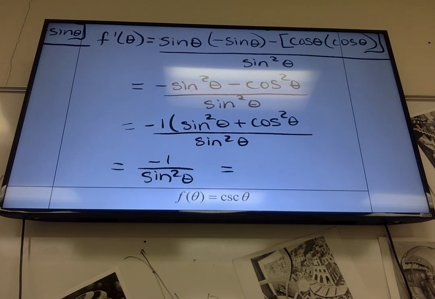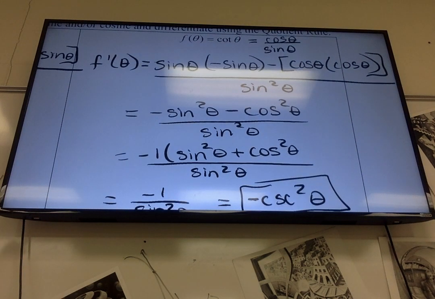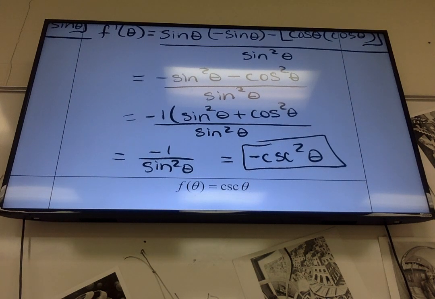What's 1 over sine? Cosecant. So it's negative cosecant squared. Because it starts with a C. Notice the derivative of cotangent is negative cosecant squared theta. This happens every time: all the ones that start with C are negative. Not the answers, but the derivatives of the originals that start with a C.